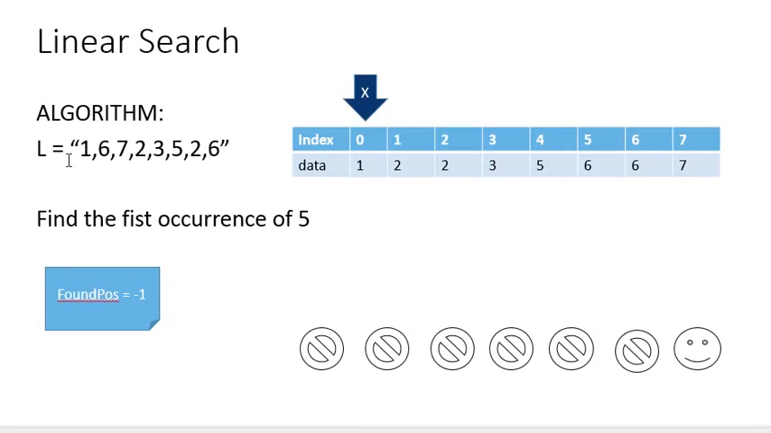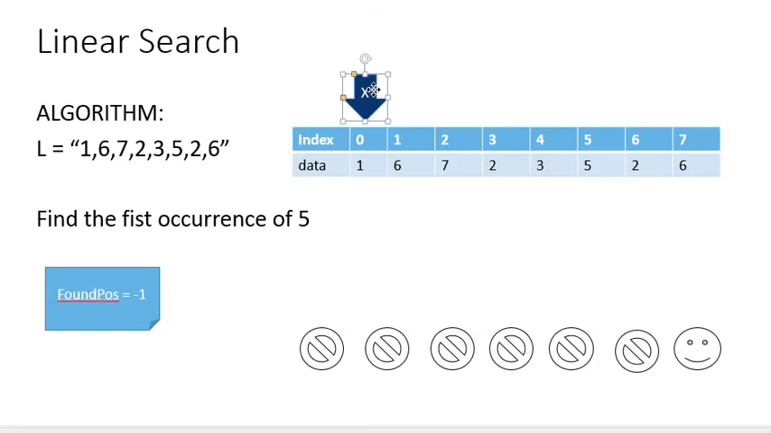So here's my linear search. For the purposes of our demonstration, I'm going to assume I have this list L, which has 7 numbers in it, arranged in random order. So the list by assumption is not sorted. Now I'm going to try and find the first occurrence of 5.